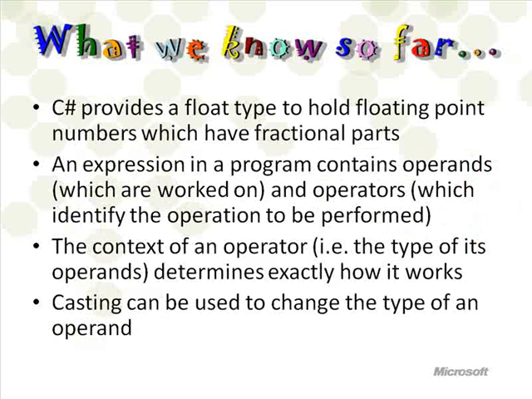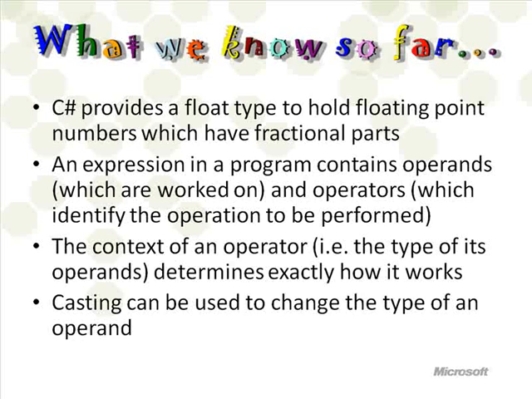So we know that C# provides a float type which holds numbers that have a fractional part. We know that when you do an expression you have these operands, the numbers that get fed in, and these operators that do the work on them. And we know that where the operator is, in terms of what's sitting around it, determines how it behaves.